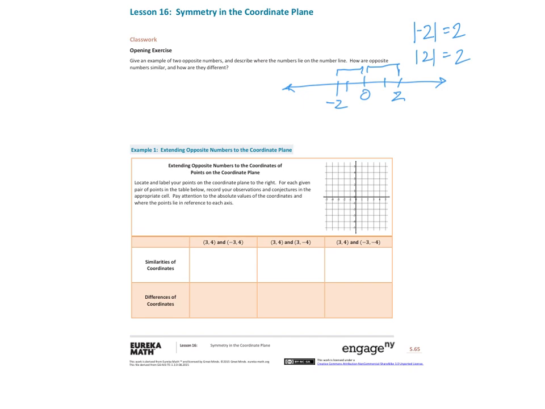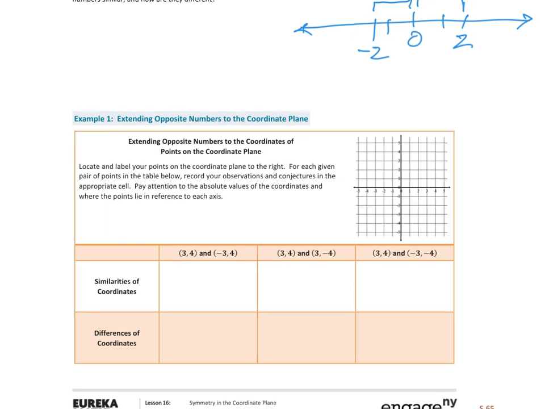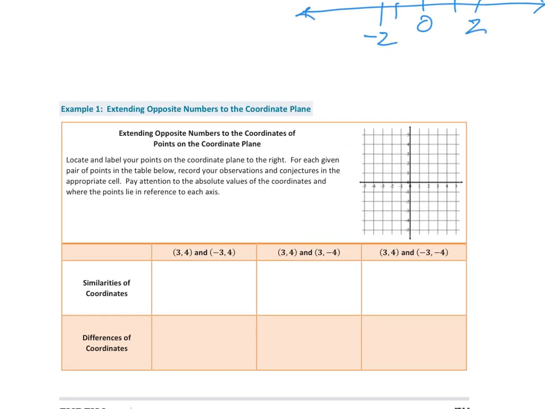Now if I locate and label the points on the coordinate plane to the right, that's so small, isn't it? Let's see if I can enlarge that a little bit. For each given pair of points in the table, record your representation, conjectures, in the appropriate cell. Pay attention to the absolute values of the coordinates and where the points lie in reference to each axis. Okay, and we know this is the x-axis, this is the y-axis.